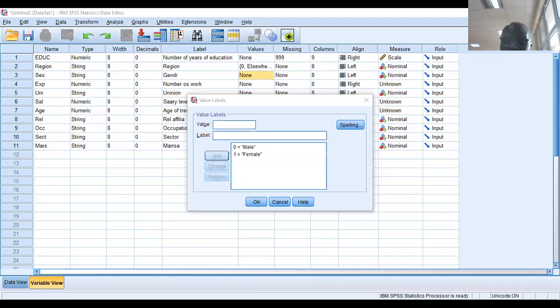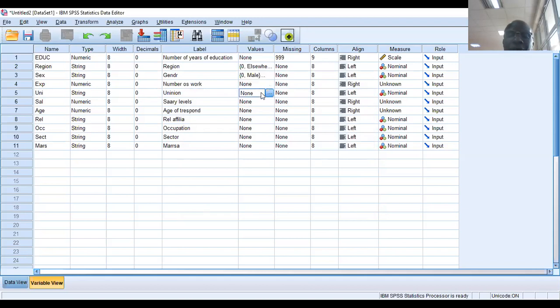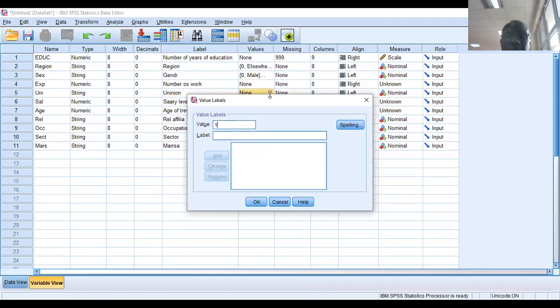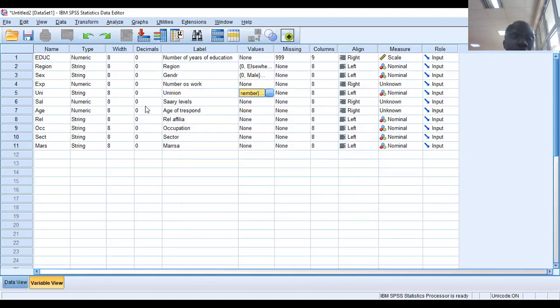Then I come here. Union membership. Then it's okay. Union membership is here. 1 is a member. Add. 0, non-member. And add. Et cetera, et cetera for the rest, for all strings. Then missing.